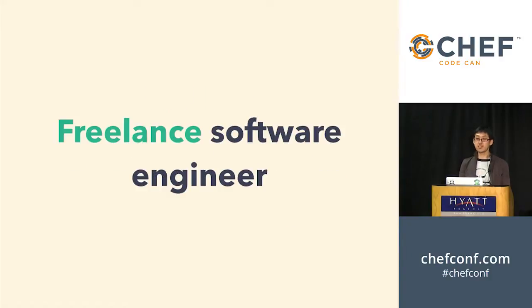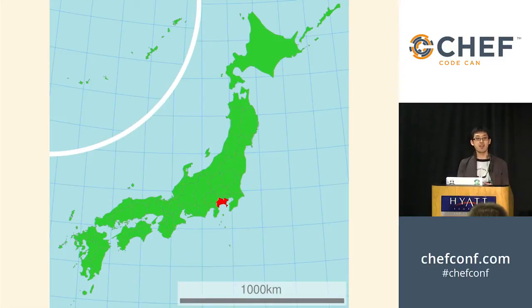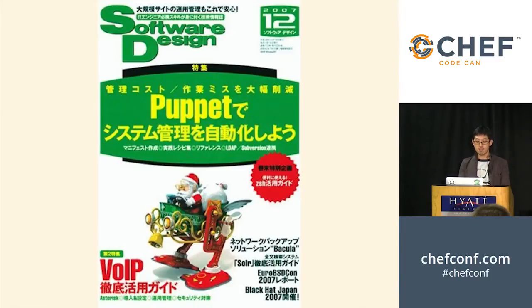I'm a freelance software engineer now, and mainly working at a company named Cookpad. Cookpad is a real cooking recipe service company, not the server configuration recipe. And I'm from Japan, Kanagawa, which is the red painted area next to Tokyo. And honestly, I'm a heavy Puppet user since 2007.